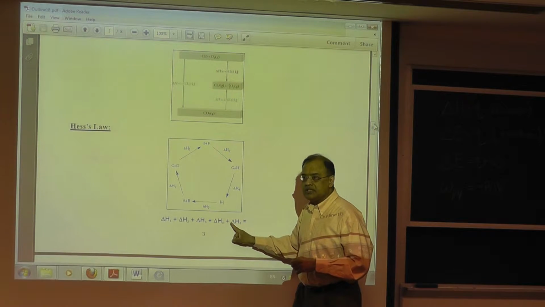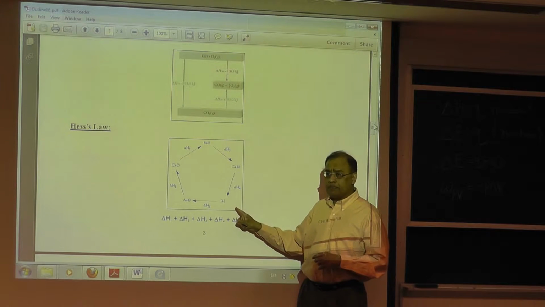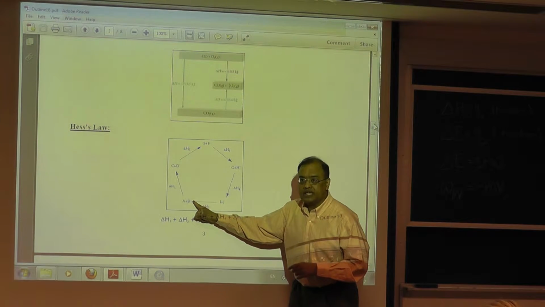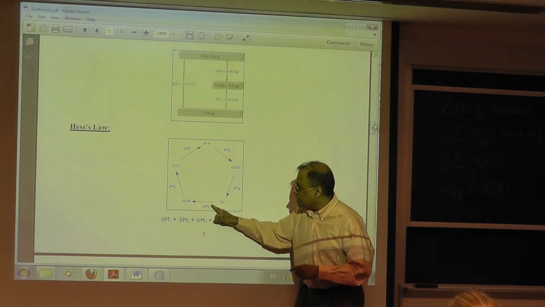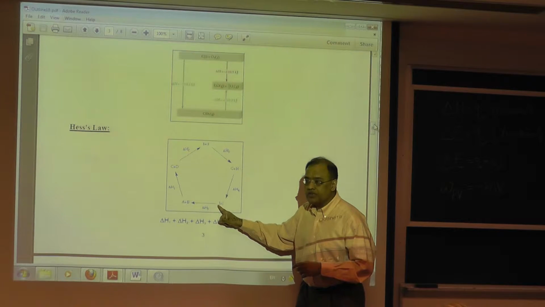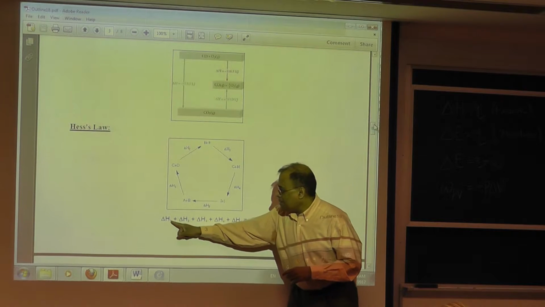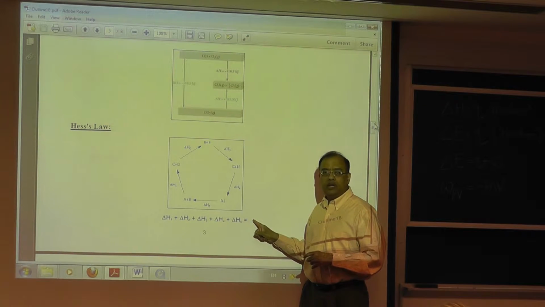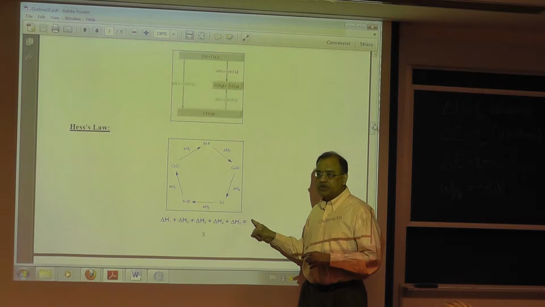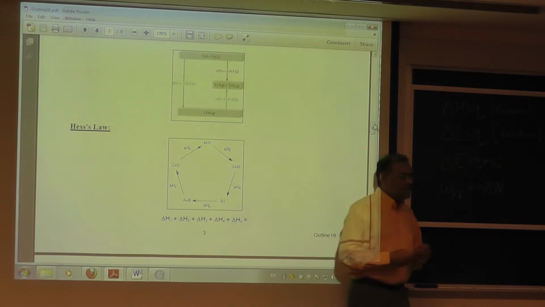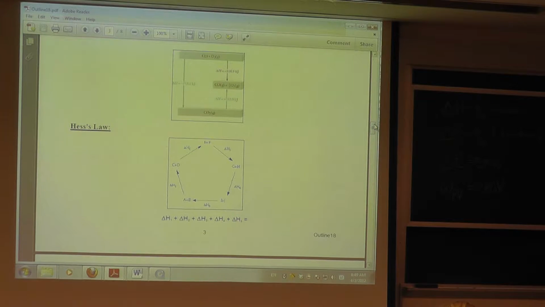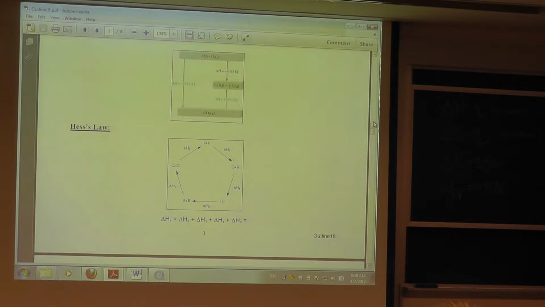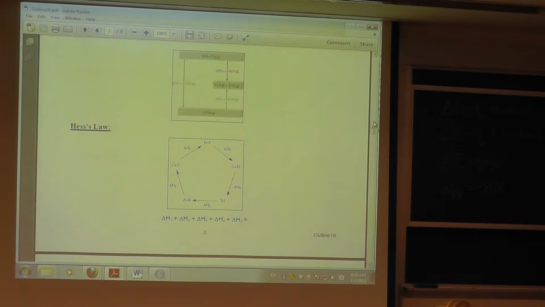Or in other words, the sum of these enthalpy changes, note the fact that this arrow is pointing left. I was earlier talking about this reaction pointing to the right. So the sum of these enthalpy changes here must equal 0. If you want, you can say this as conservation of enthalpy, just as you have conservation of energy.